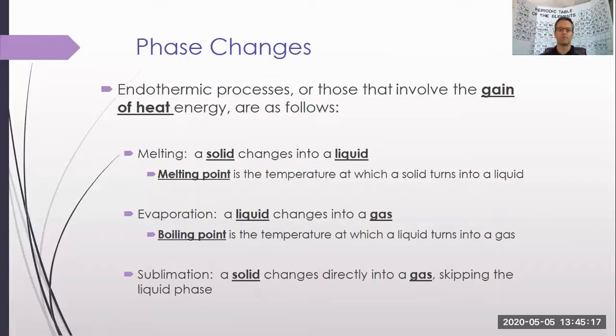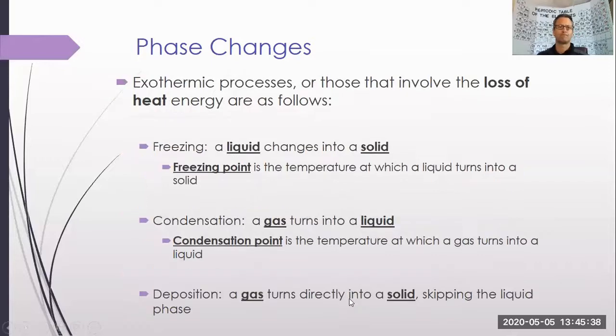bank of snow after it's snowed a lot and they've plowed the roads, and you'll see a big bank of snow on the side of the road. Well, even at temperatures below freezing, that stuff will eventually start to go away, because just like evaporation can occur below the boiling point, sublimation can occur below the point at which it would normally turn into a gas.